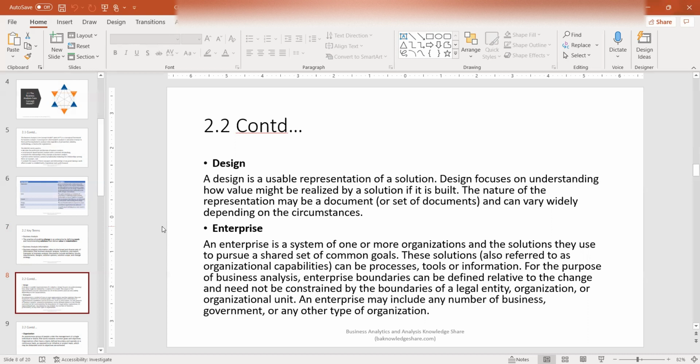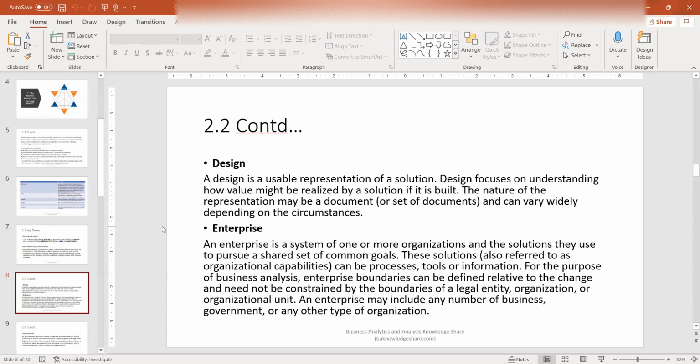Say, for instance, if you have requirements and you're working on a website, your requirements are business requirements, your functional requirements, and your design could be something like a prototype of the website. So it depends upon what you're working on and the perspective.